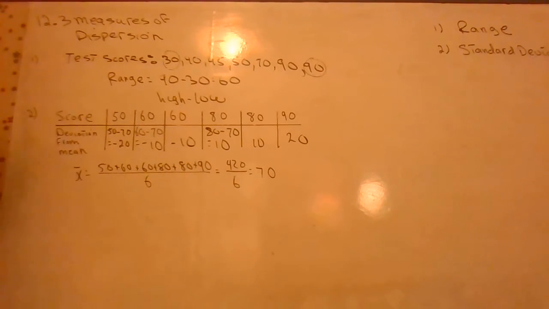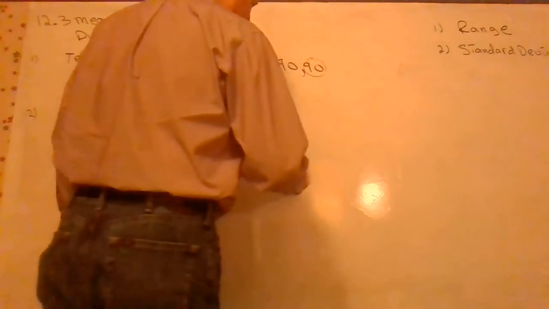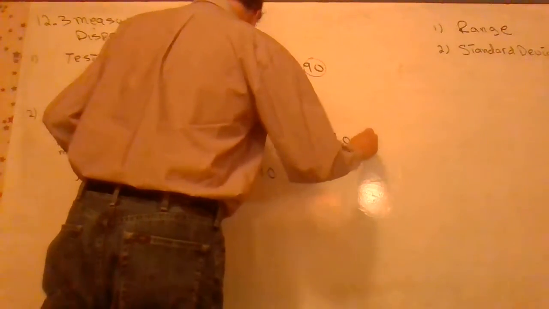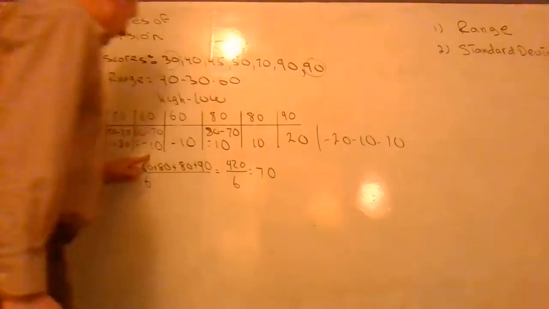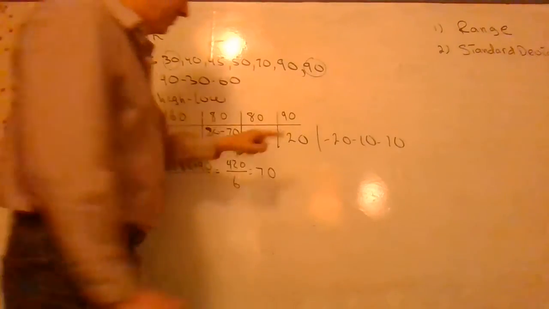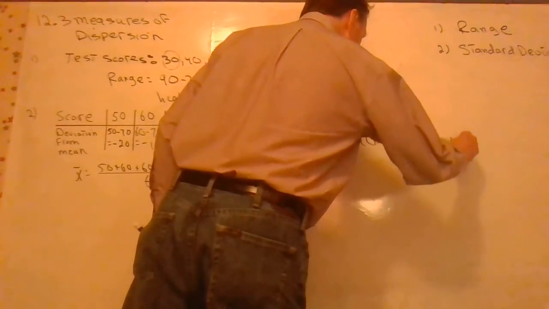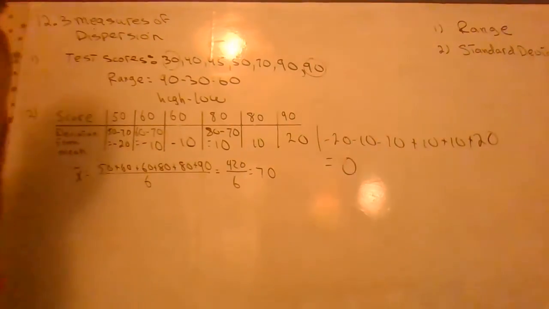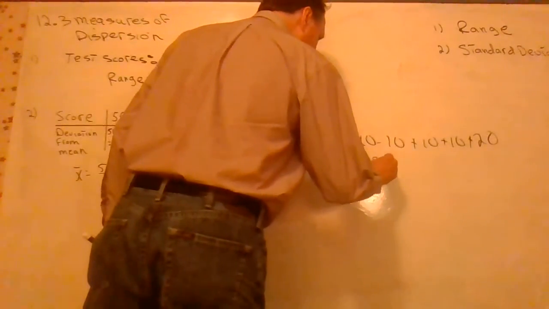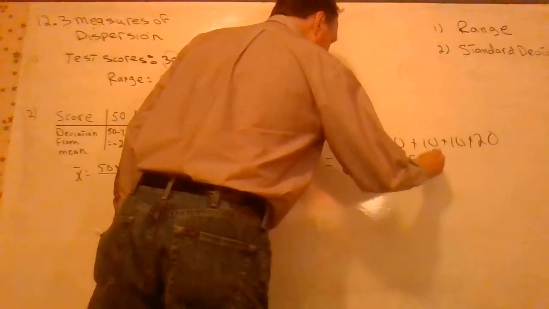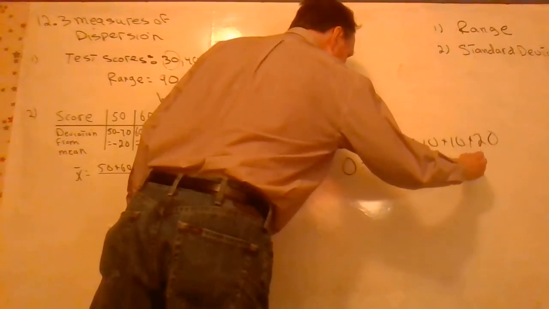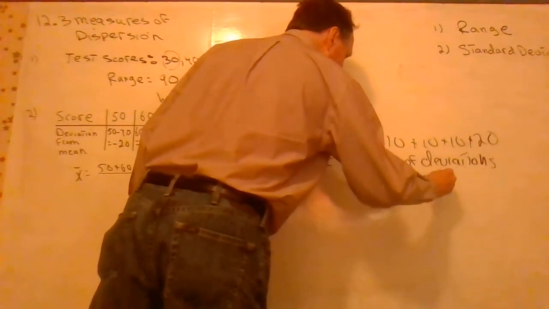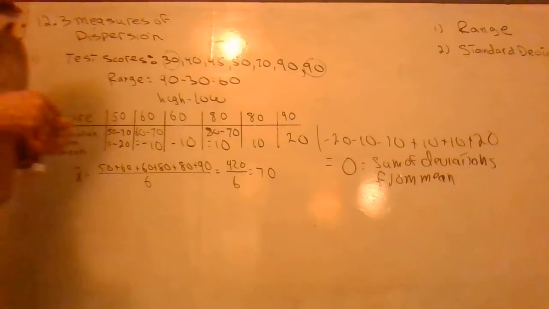Now, if you add up the sum of the deviations, negative 20 minus 10 minus 10 plus 10 plus 10 plus 20 adds up to be 0. This is equal to the sum of deviations from the mean. That always adds up to 0.